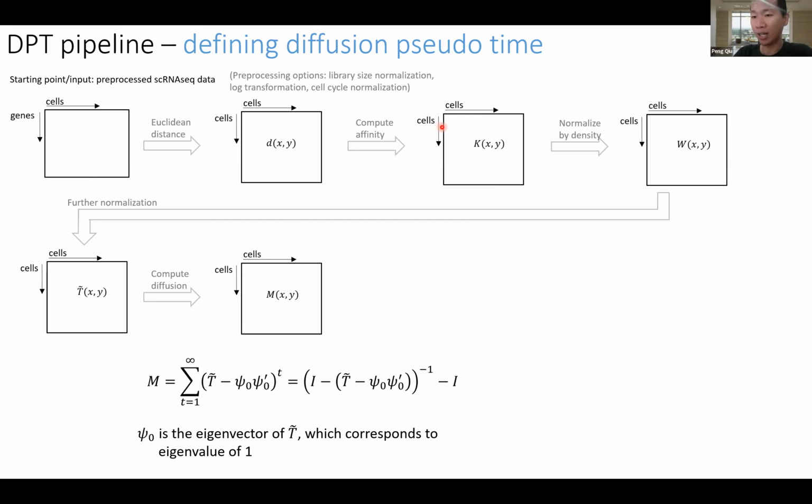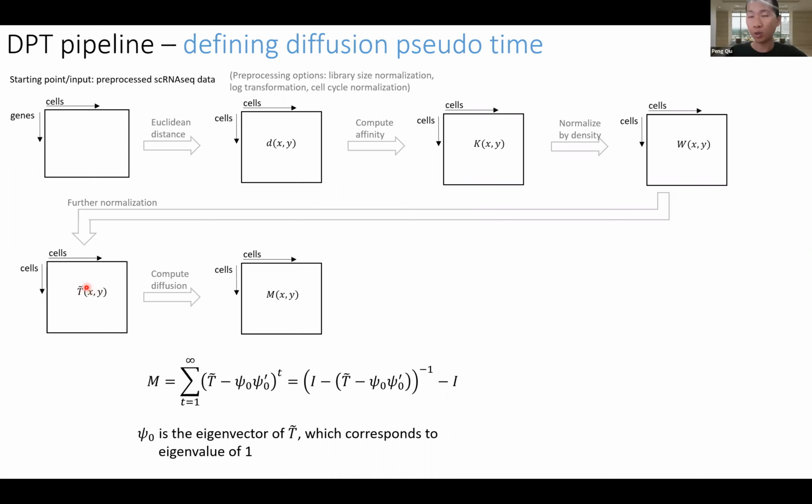And W and T are just normalized versions of K, so their interpretations are the same. Here T tilde is also a probability transition matrix. In Markov and graph theory, a matrix like this represents a one-step transition. If I'm only allowed to jump one step from this cell, I can only go to my nearest neighbors, right? But if you compute T tilde squared, you get another matrix, and this second matrix represents a two-step Markov transition probability.